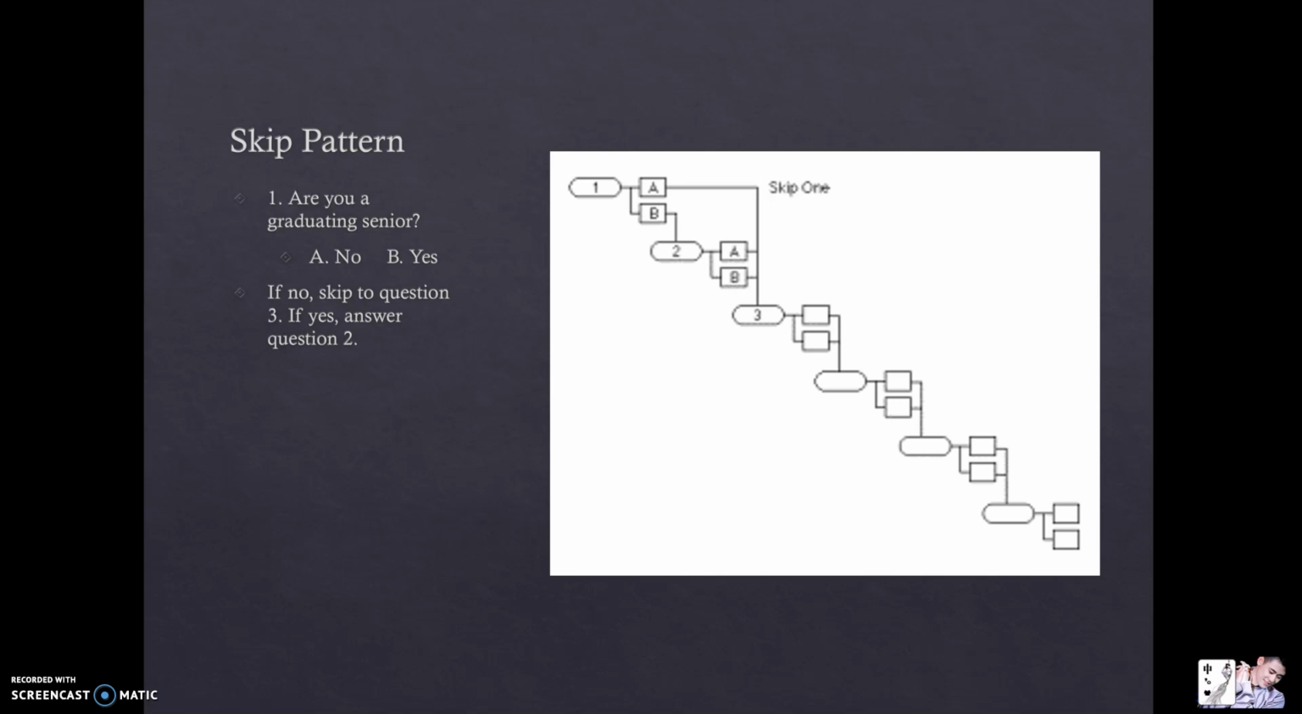Skip pattern is very handy when you have survey software. It will do that automatically. You don't even have to tell people, if no, skip to question 3. If you program the skip pattern into the survey program, it will automatically skip if the answer to the first question is no.